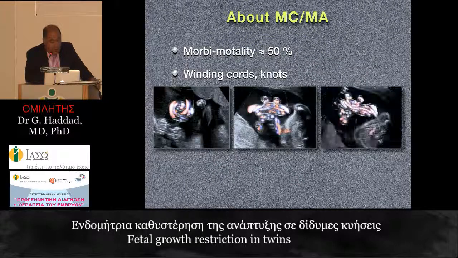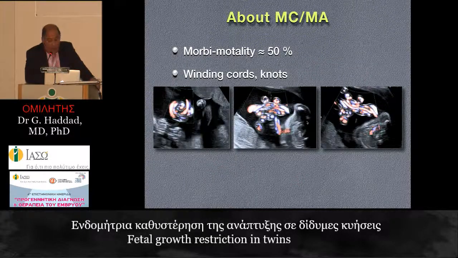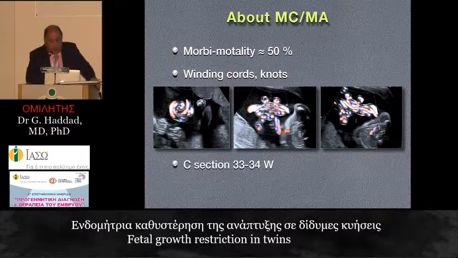Just one word about monochorial monoamniotic. You have more than 50% morbidity and mortality, especially if you wait after 34 weeks, because you have a lot of knots. This is why we decided in France that at maximum 33 weeks we have hospitalization, and we have to have a C-section before 34 weeks for all these twin pregnancies.